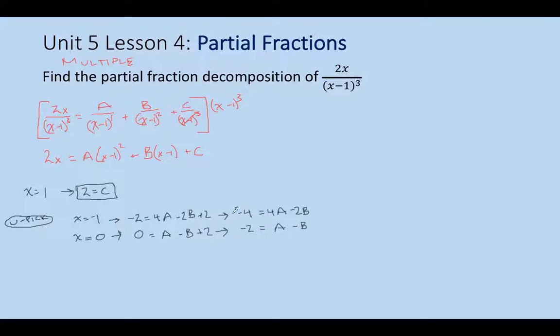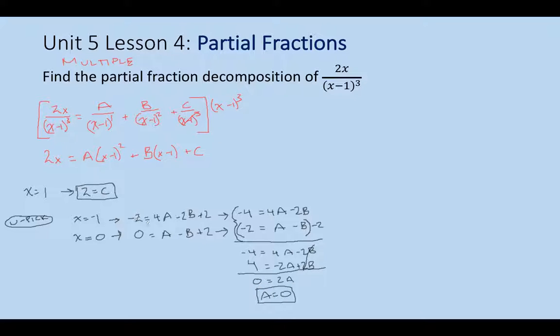Well, notice what I've got here. I've got a system of equations. And so I'm going to go ahead and solve this system of equations using elimination. I'm going to multiply through the bottom by negative 2. The top would stay the same, negative 4 equals 4a minus 2b. Then on the bottom I have positive 4 equals negative 2a plus 2b. And so you can see here the b's will cancel out. I've got 0 equals 2a, and so a would have to equal 0. That's great.